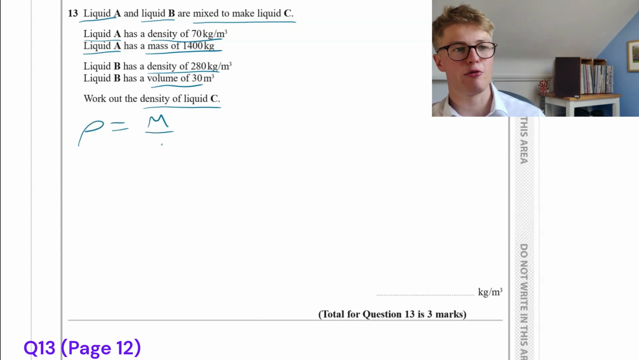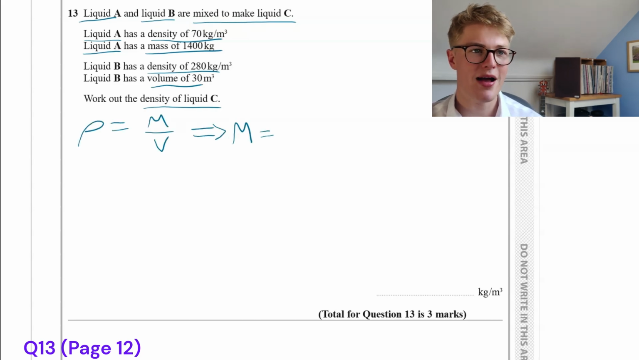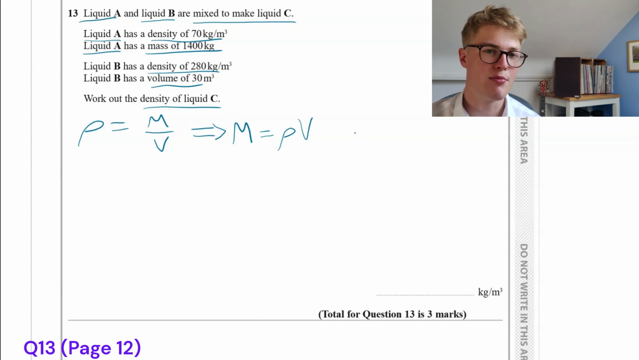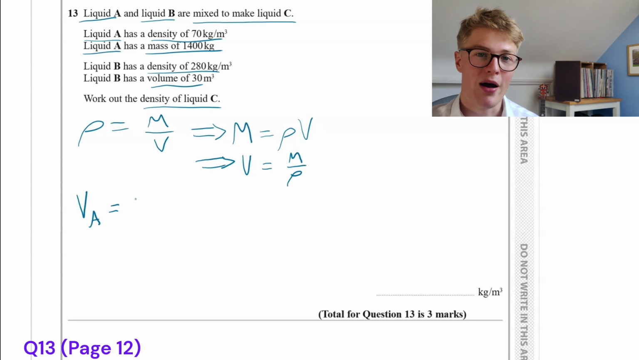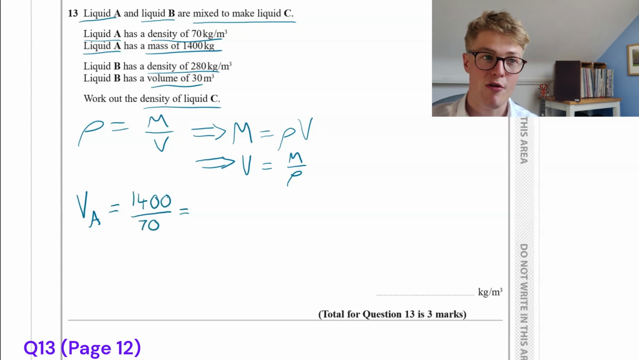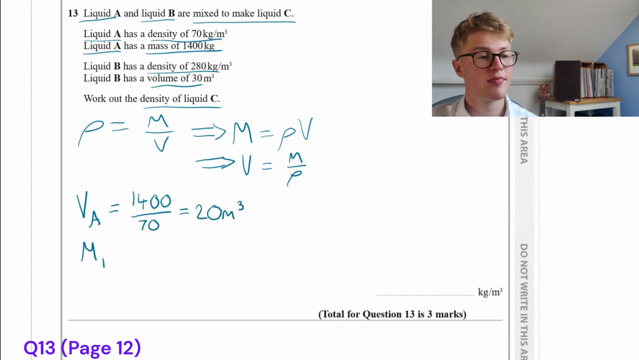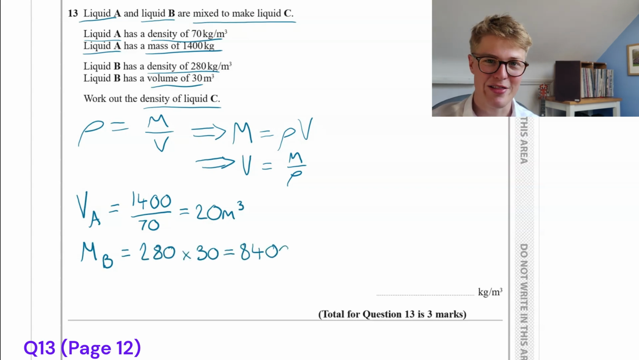So the density is equal to the mass over the volume, and therefore the mass is equal to density times volume, and the volume is equal to the mass over the density. The volume of A is going to be the mass of A divided by the density of A, which is 1400 over 70, which gives us 20 meters cubed. The mass of B is going to be 280 times 30, because that's the density times the volume.